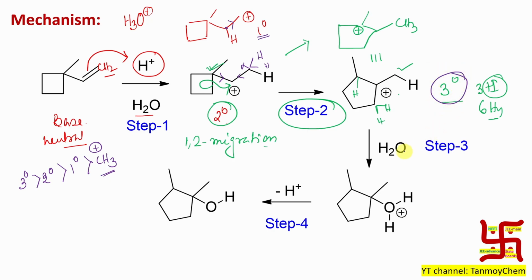Next phase, what happened? This water will attack the carbocation. Why? If you look at this carbon atom, it is attached with 1 carbon, it has 3 bonds. So 2 electrons here, 2 electrons here, 2 electrons. So total 6 electrons surrounding this carbon center. So it is a 6 electron species, an incomplete octet molecule.